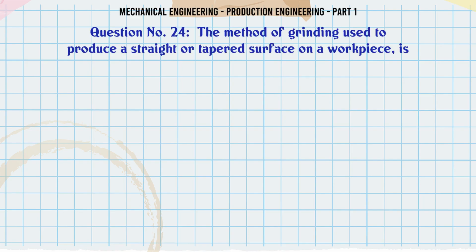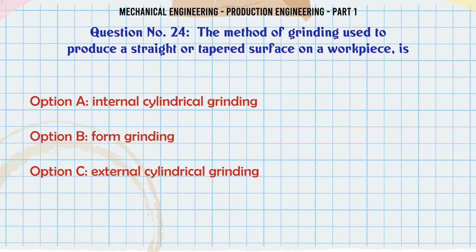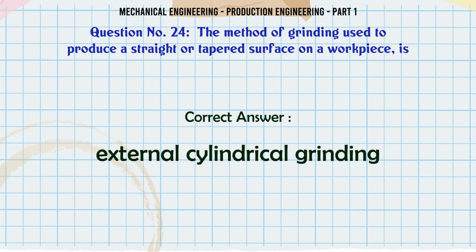The method of grinding used to produce a straight or tapered surface on a workpiece is A. internal cylindrical grinding, B. form grinding, C. external cylindrical grinding, D. surface grinding. The correct answer is external cylindrical grinding.